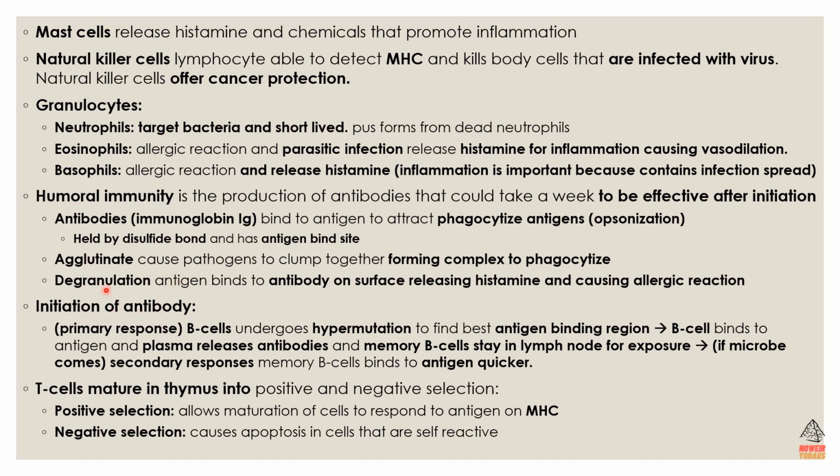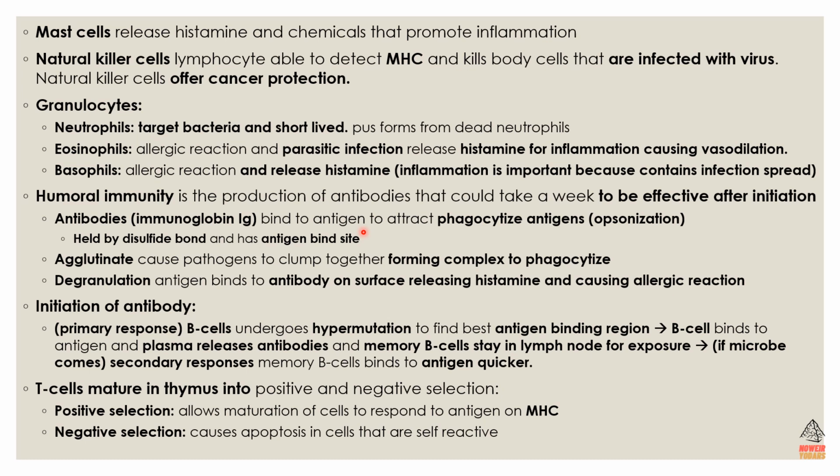And now this is the initiation of an antibody. How does the antibody really initiate and tag to the pathogen? So in the primary response, B cells undergo a process of hypermutation to find the best antigen binding region. Alright, so B cell hypermutation. Then B cells bind to the antigen and plasma cells release antibodies, and memory B cells stay in the lymph nodes for re-exposure.